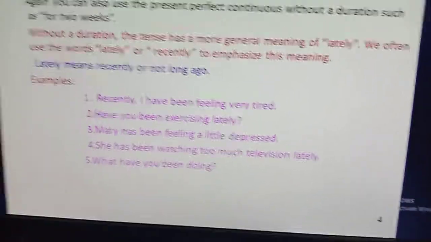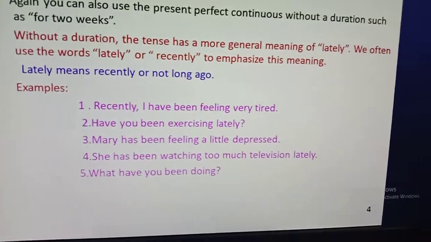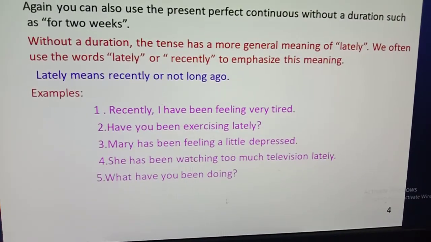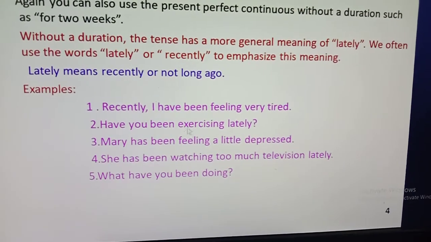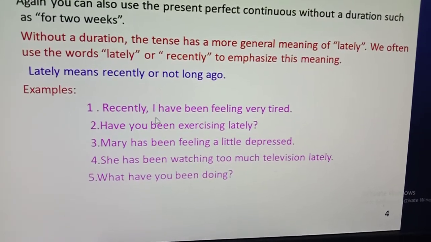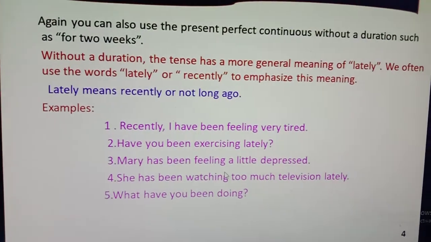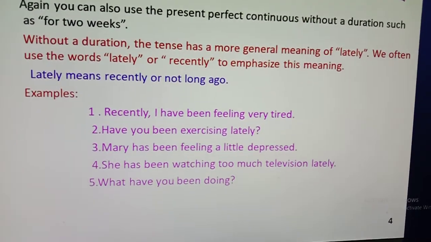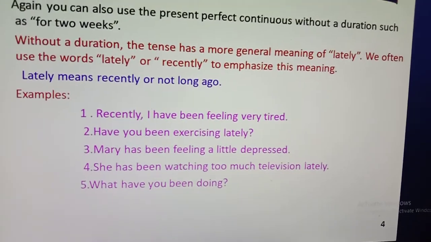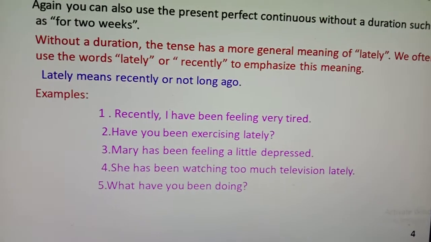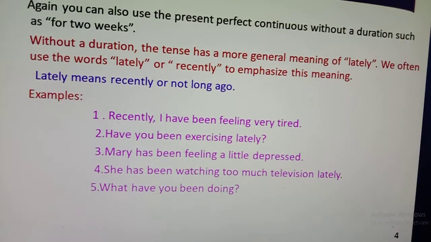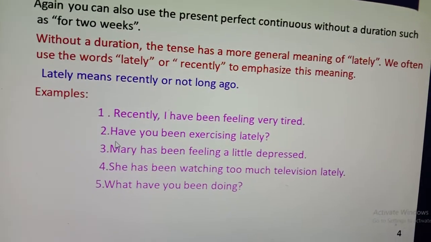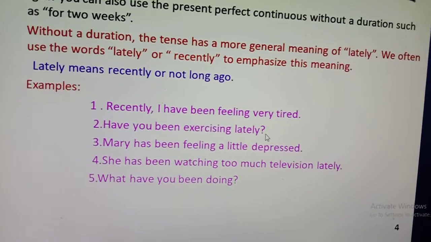Okay, so the examples are: recently I have been feeling very tired. So you can see that there is no mention of time. I have just written recently. So if you are feeling something recently, for a long time, or you are doing something lately, you can also use present perfect continuous tense. Then example 2 is: have you been exercising lately?